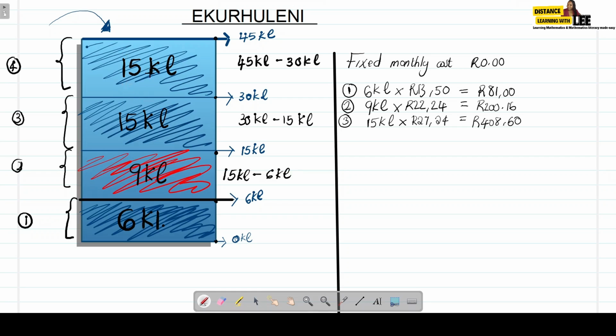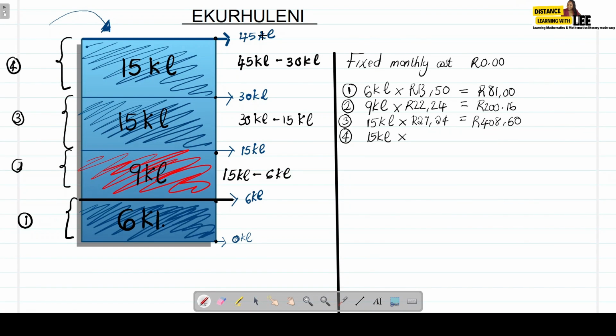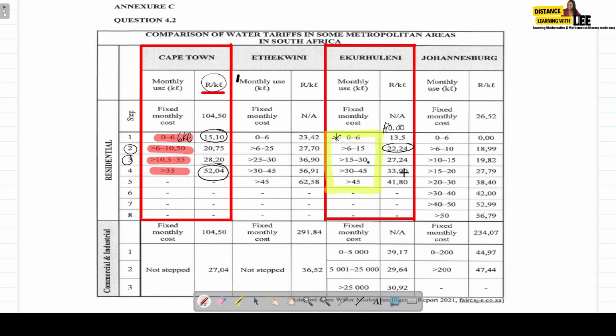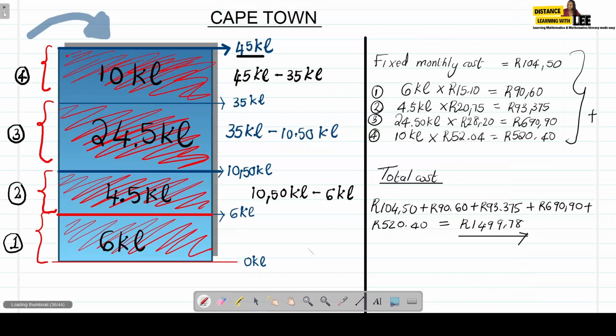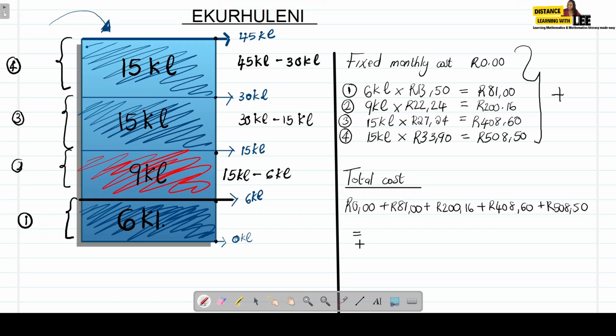And let's look at the fourth region. How much water did he use? He used 15 kiloliters of water, right? So if you use between 30 and 45 kiloliters, you pay 33 rand and 90 cents per kiloliter. Okay, if you punch it into your calculator, you'll get 508 and 50 cents.